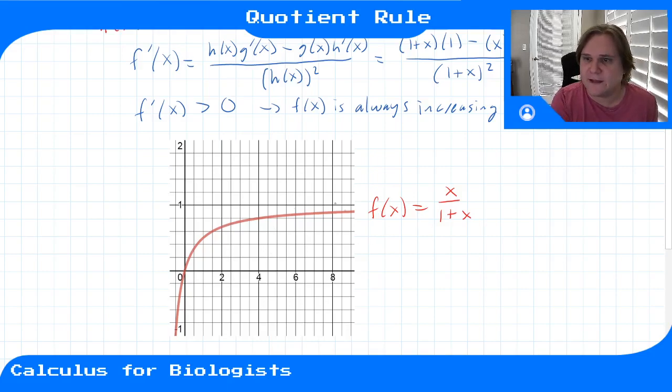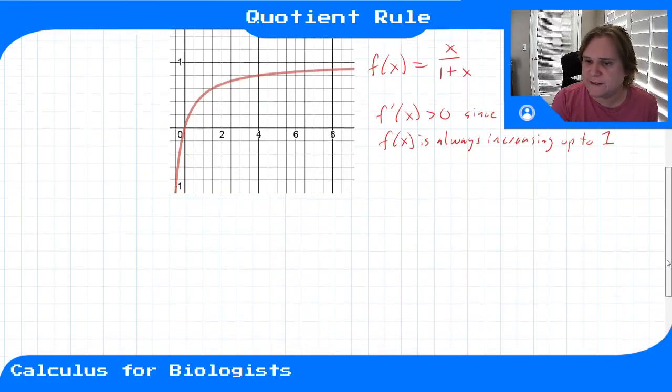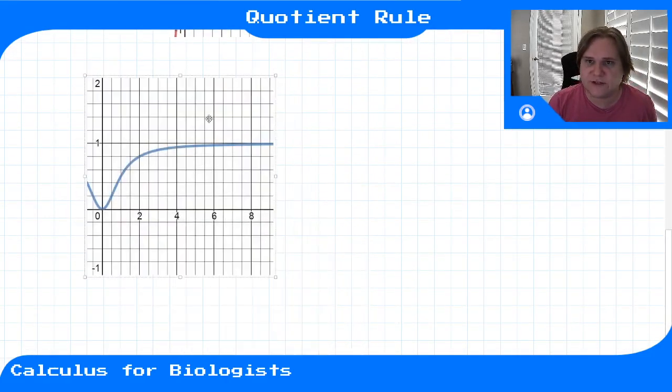Okay? And so because it's always increasing, f prime of x is positive since f of x is always increasing up to 1. Right. And other stuff happens for negative x values, but we'll ignore that for now. I just wanted to talk about it on this positive domain. Okay. So the next example that we'll do, I'll just leave the graph here.